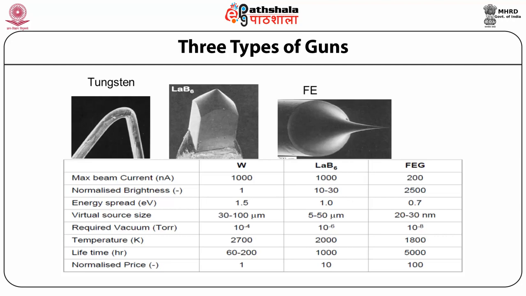Based on this, as I have discussed, the FEG is the brightest one and very good for high resolution imaging. However, we have to pay the price for the same. Vacuum required in the case of tungsten is less, for example 10 power minus 4 torr. However, in the case of FEG it is 10 power minus 8 torr. So management of vacuum is also an issue in the case of a field emission gun. Lifetime also plays an important role, because the lifetime of a field emission gun is the highest in comparison to tungsten and LaB6.